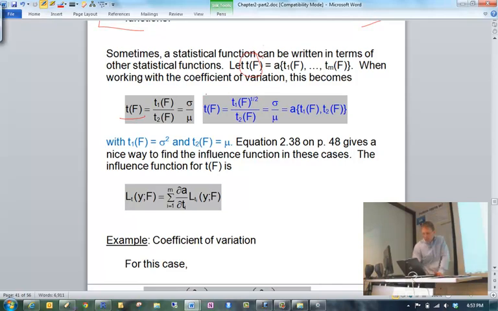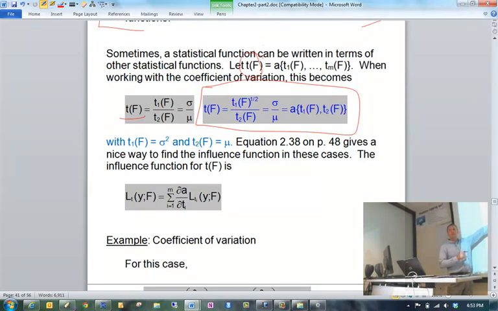There's a small change I want you to make in the notes because it corresponds to how I do this example. So the blue part there is what I want you to have, not the stuff that's right here. So suppose that T1 of F is sigma squared, T2 of F is mu. Then we could write the T of F, the coefficient of variation, as T1 of F square rooted divided by T2 of F. And we can say in general this is the function A of T1 and T2.